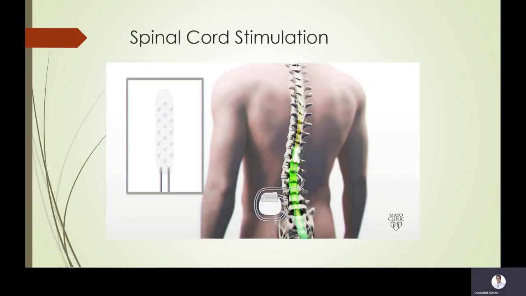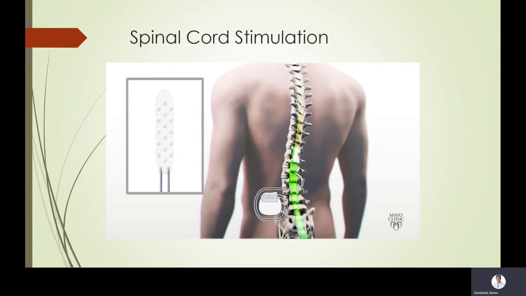It essentially is a set of wires which are placed in the epidural space along the spine higher up. At first, you have a trial period where you just put the wires inside the epidural space and the wires come out of the body. You connect it to a little machine that's on a belt, and you have a remote and you can change the settings on those wires over the course of a 3 to 7 day trial period to see if you would want this implanted in the body.